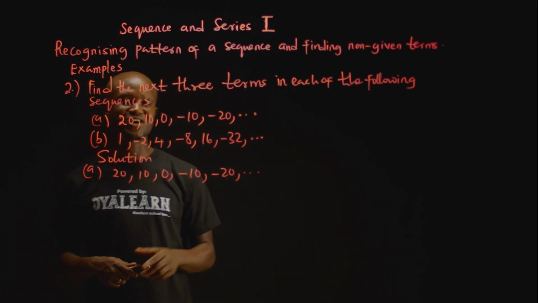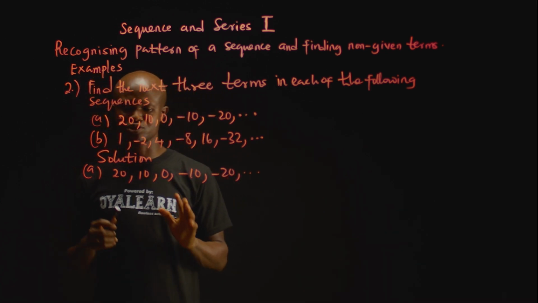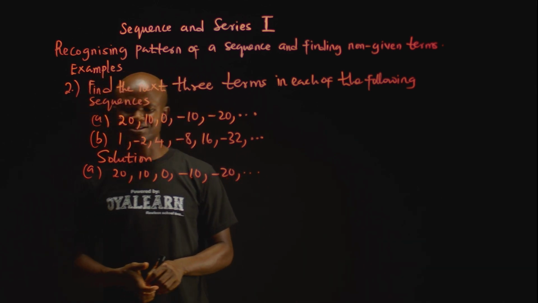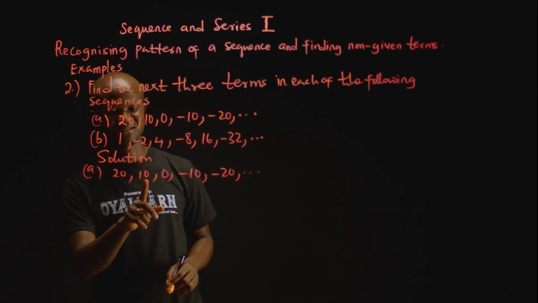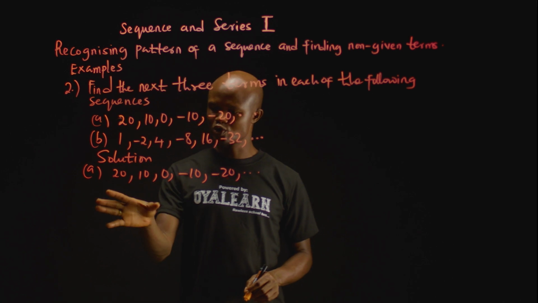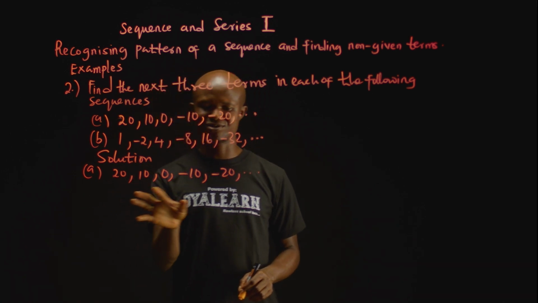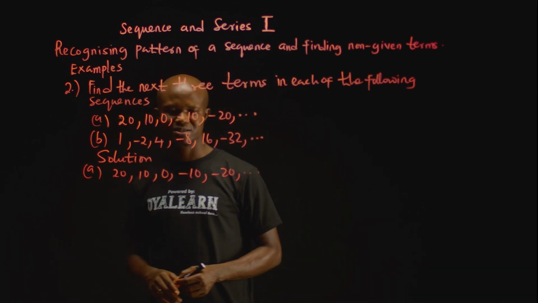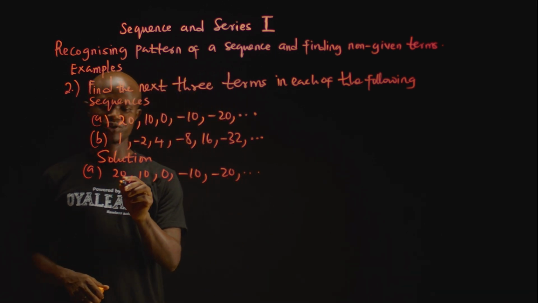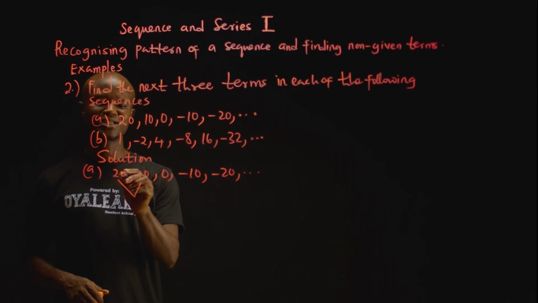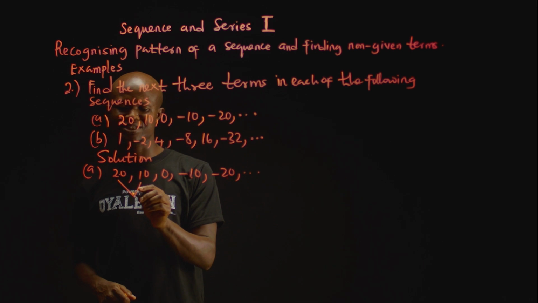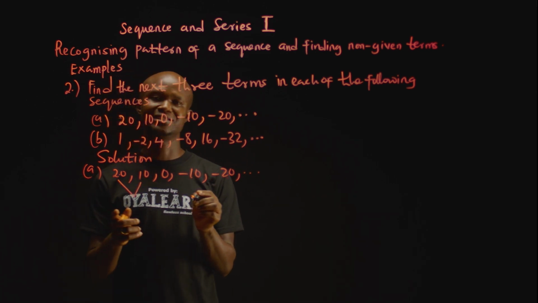So in this case, the first thing to do is to study the pattern of the sequence. Now we can see from here we have 20, and this is 10, this is 0. So what we have here is a decreasing sequence. When you check 20 minus 10, what are we going to have? 20 minus 10 will give us 10.